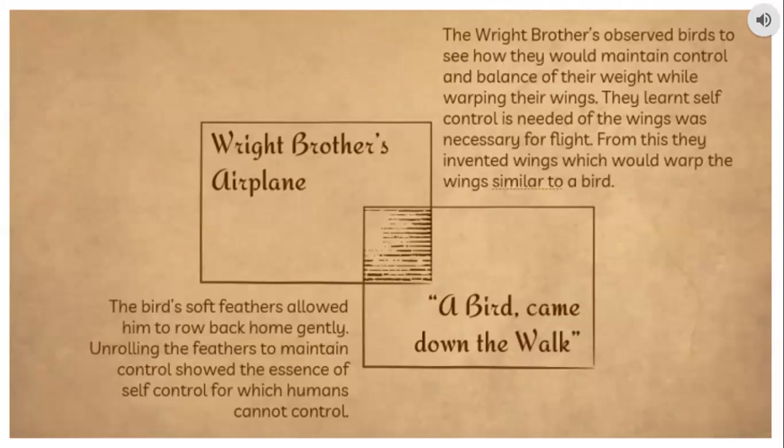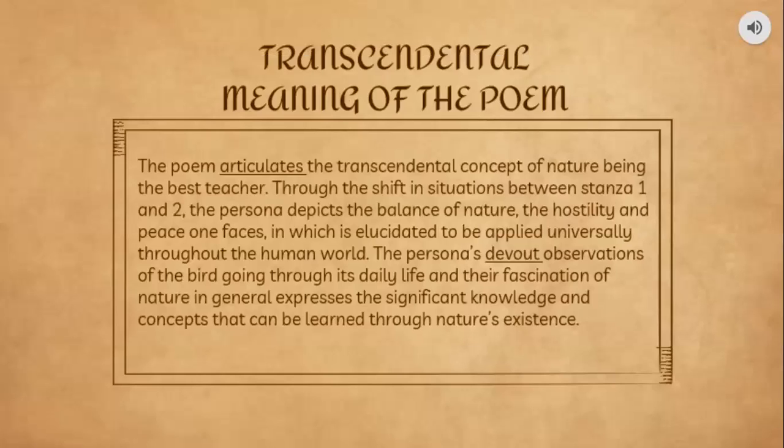In A Bird Came Down the Walk, the bird's soft feathers allowed the bird to roll back itself home gently, and the unrolling of the feathers to maintain control showed the essence of self-control, for which humans cannot control. The poem articulates the transcendental concept of nature being the best teacher.